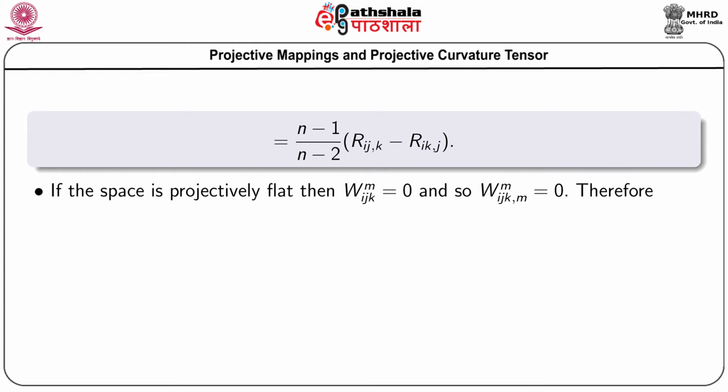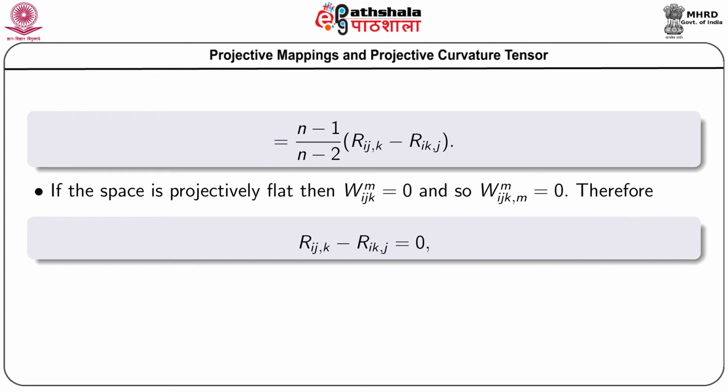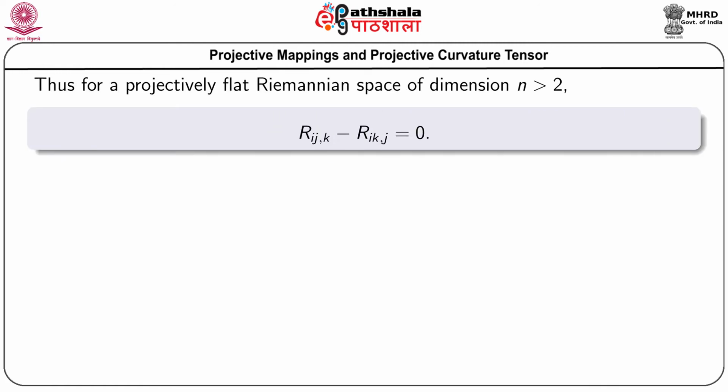Now, if the space is projectively flat, then W^m_{ijk} is also 0, and so W^m_{ijk,m} is also 0, and therefore R_{ij,k} − R_{ik,j} is also 0. And thus, for a projectively flat Riemannian space of dimension n greater than 2, this expression holds: R_{ij,k} − R_{ik,j} = 0, but the converse is not true in general; if this holds, then the space may not be projectively flat.